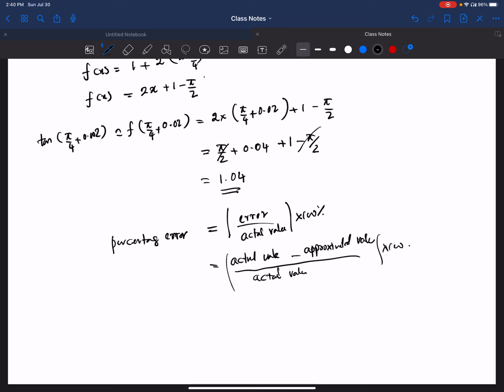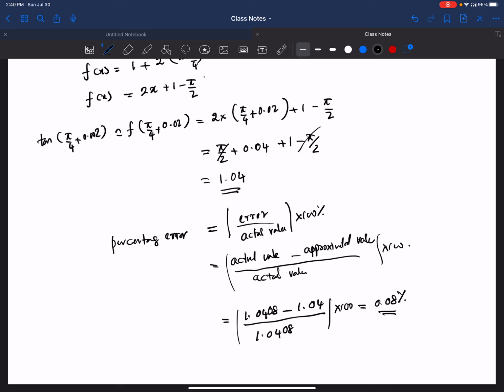So the calculator value is actual value 1.0408. The approximated value is 1.04. The error, 0.0408, divided by actual value times 100, is equal to 0.08%. So very low percentage of error for that easy approximation.